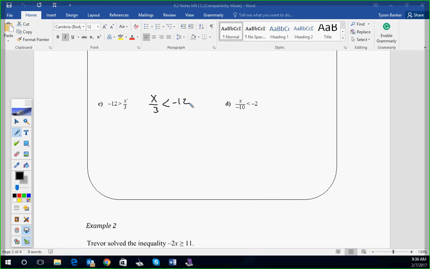Times by 3 to both sides here. I'm timesing a positive 3, so I do not have to flip. So negative 36 is greater than x, or x is less than negative 36. Both answers are acceptable. I flipped the equation over for people that like the x on the left. You don't have to do this. This is optional. No, we're multiplying by a 3.